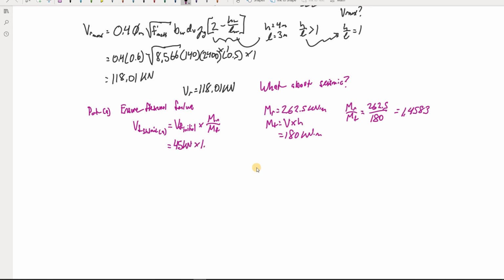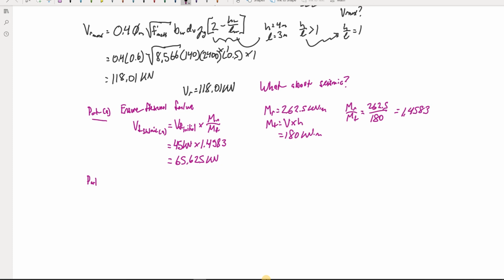If we multiply by that number, 1.4583, writing is hard, this load actually gets scaled up to 65.625 kilonewtons, okay? So I mentioned there's two parts. This is just part A that we're looking at. And the way that the CSA standards say is that you need to check these two limits and you need only increase it to the lesser of these two. So let's look at part B.